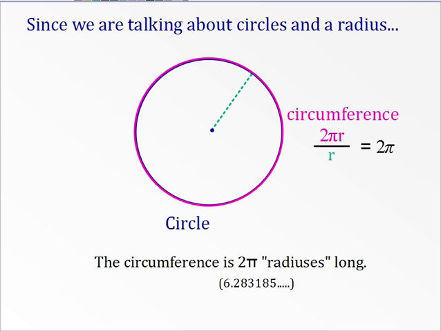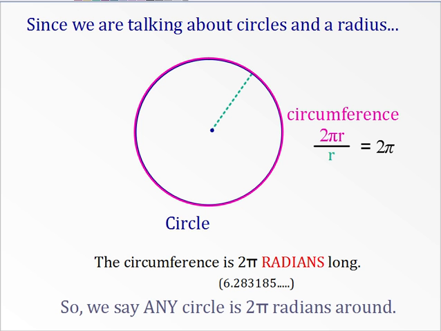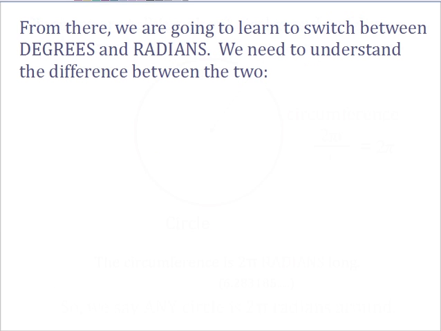This is telling me that the circumference is 2 pi radiuses long, and I know that's completely bad grammar, but just to introduce this, that's how I'm going to say it. 2 times pi is 6.283, and this goes on forever, of course. That means that my circumference is just over 6.2 or almost 6.3 radiuses long. Since it's 2 pi radiuses long, I can change that horrible English word into radians. The circumference is 2 pi radians long, or nearly 6.3 radians. We can say any circle is 2 pi radians around, by the way.